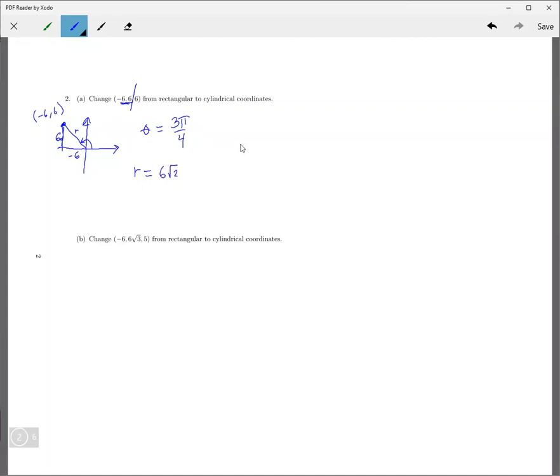Right, okay. So that means that the cylindrical coordinates are going to be 6√2, because you put the r first, and then the theta, and then the z. The z is still going to be 6. Okay, so let's try that. 6√2.